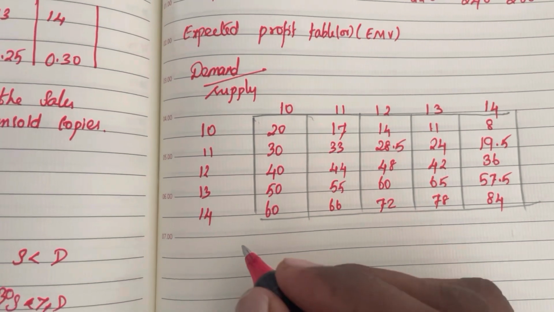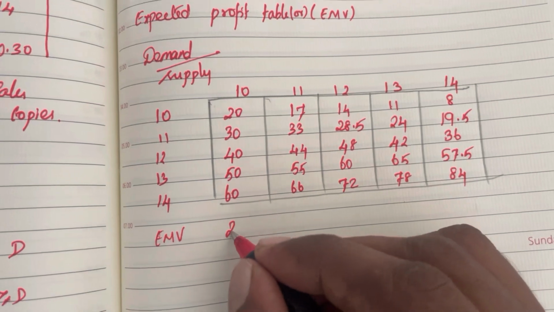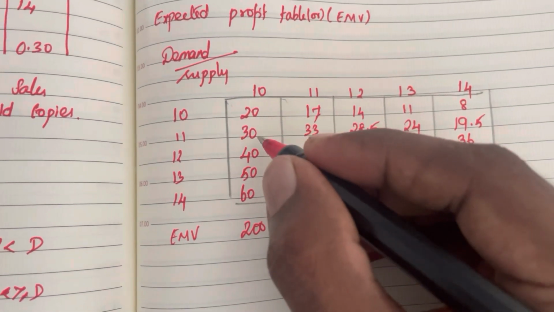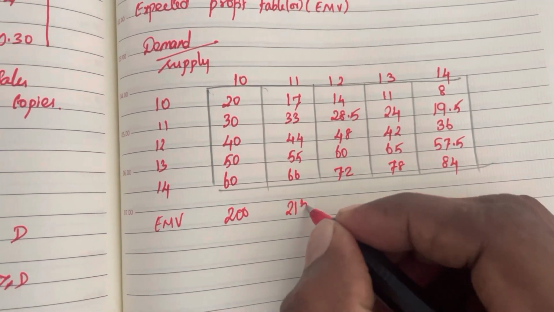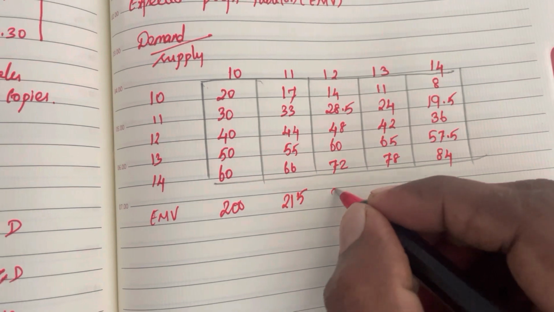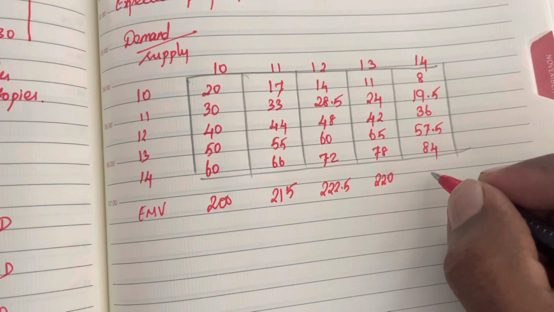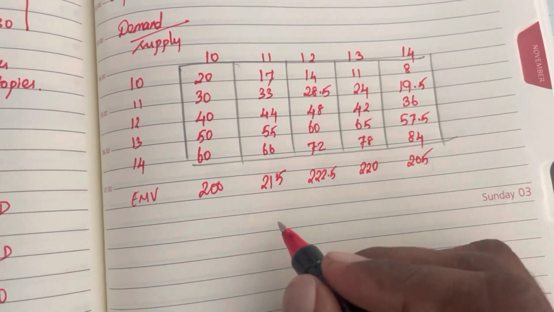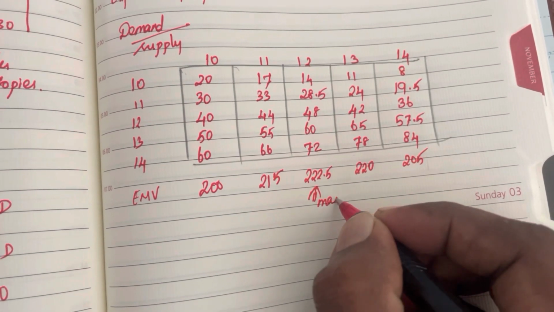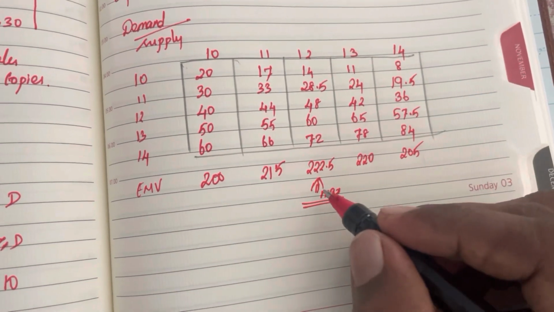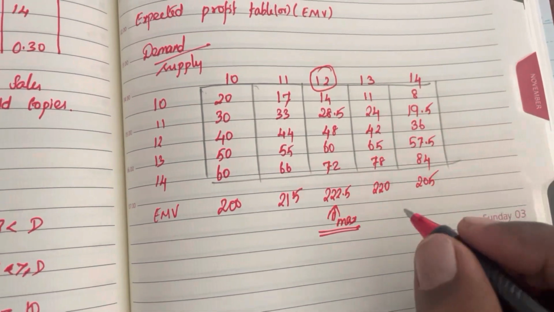So now we need to find out the EMV, so that is the total EMV. So here you have to summate all these values, 20 plus 30 plus 40 plus 50 plus 60 is 200, and here the same is 215, so here it is 222.5, and for here it is 220, and for here it is 205. So now in this what you need to do is you have to take the maximum value. Okay, so maximum value is 222.5, so that corresponding supply is 12.